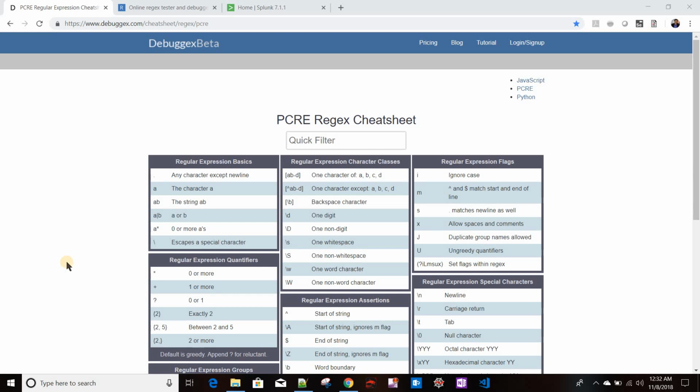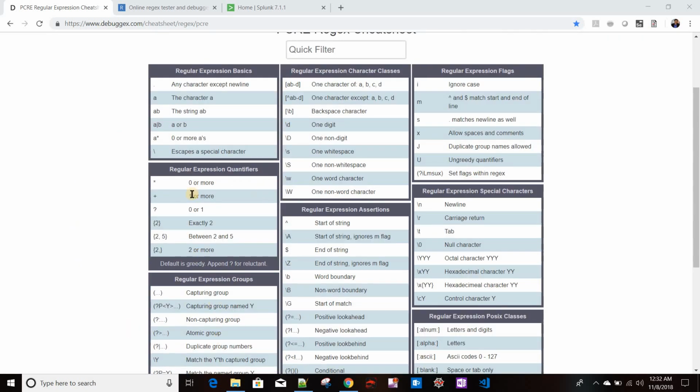Okay, today we'll discuss regular expressions in detail. Splunk supports the PCRE regular expression engine, which means Perl Compatible Regular Expression. We'll see some of the basic concepts and advanced concepts as well, and try to cover most of these things here in this particular sheet.